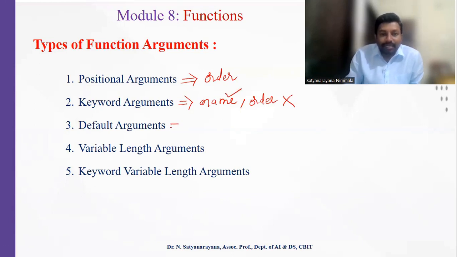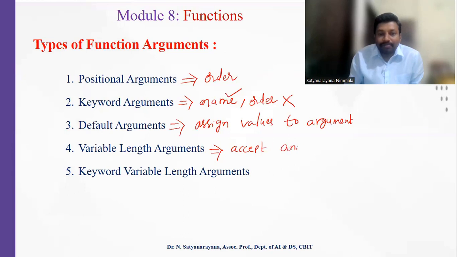For default arguments, you can define a function in Python where, in the function definition itself, you can assign values to the arguments. Variable length arguments: you can define a function in Python that can accept any number of arguments, as a tuple. Keyword variable length arguments also accept any number of arguments, the only difference being that they arrive as a dictionary.